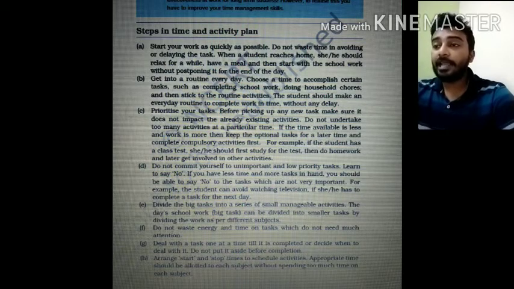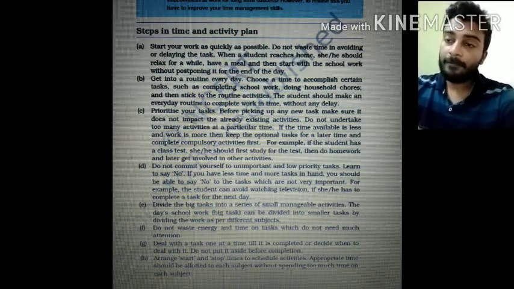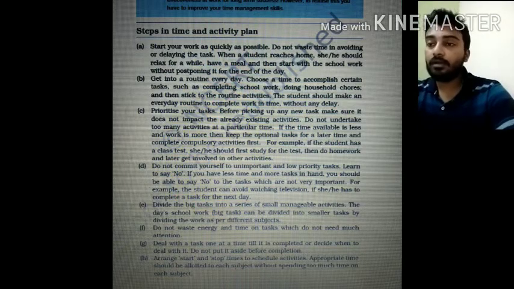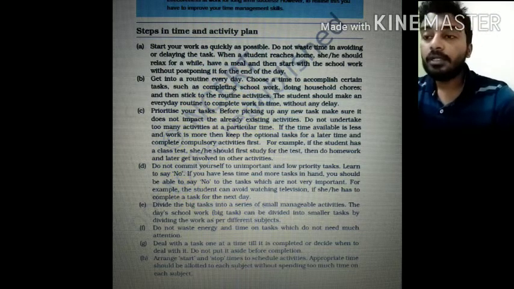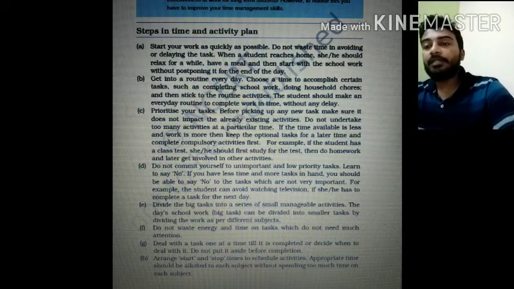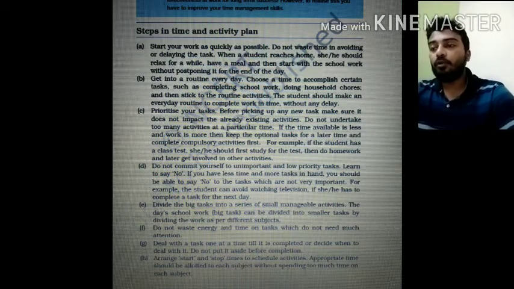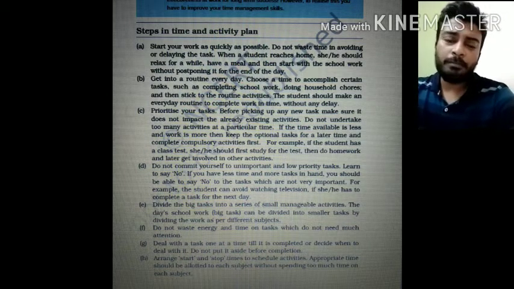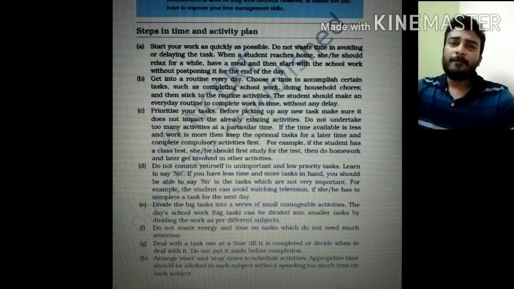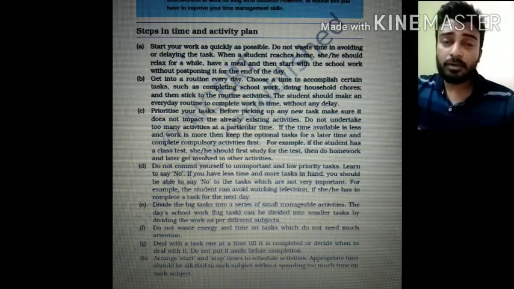Next is, if the time available is less and work is more, then keep the optional tasks for a later time and complete compulsory activities first. This is a very good example that has been given. You should also follow this. Do not commit yourself to unimportant and low priority tasks. Don't engage yourself in several unimportant tasks which are not worthy of your effort.